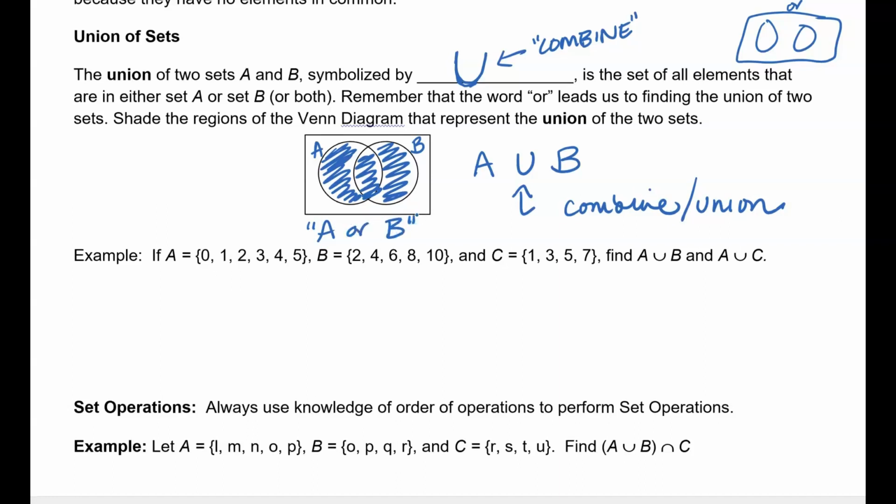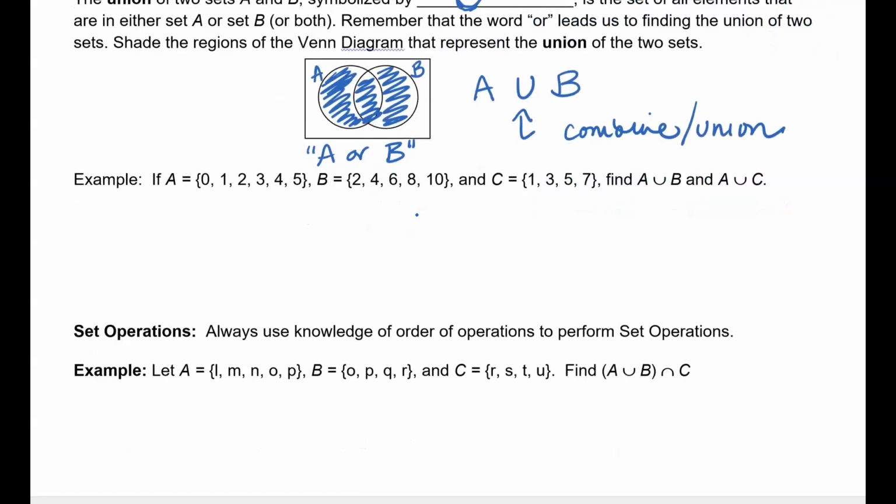Let's do an example. So we've got some sets below and we're asked to find A union B and A union C. So I'm going to write down A union B first. So what this means is it means to combine sets A and B together. So whatever they have, we're going to list it. So if A has a 0, we put it down. If A has a 1, we put it down. A and B have a 2, we include the 2. A has a 3, B doesn't, but I include it. 4, I'm going to write down. 5, and then we've also got 6, 8, and 10.